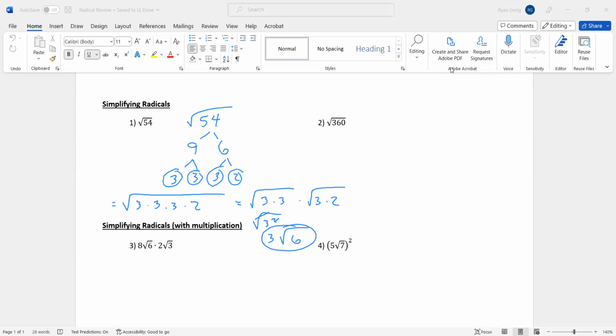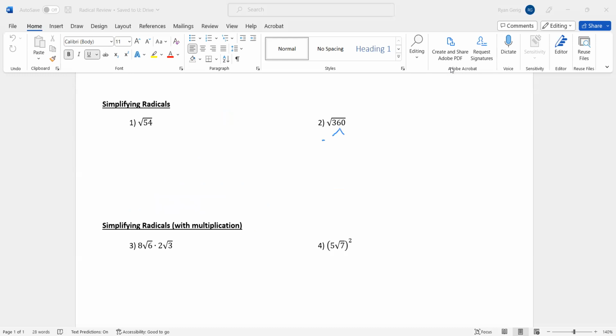Okay. Next one I'll do much quicker. 360 is 36 and 10. 36 is 6 and 6. 10 is 5 and 2. Those are both prime. 6 is not. 3 and 2. 3 and 2. And now I'm looking for pairs. I'm going to cross out my pairs.